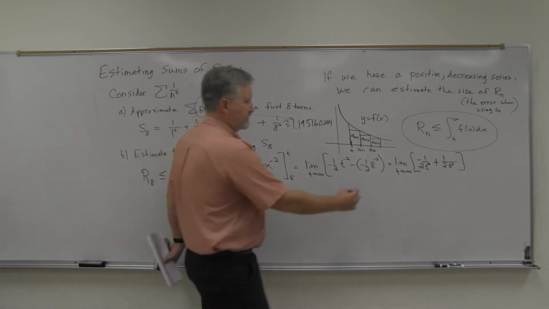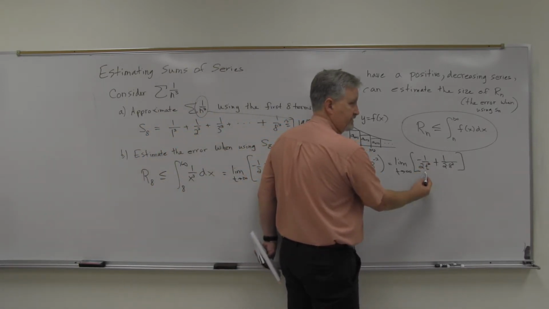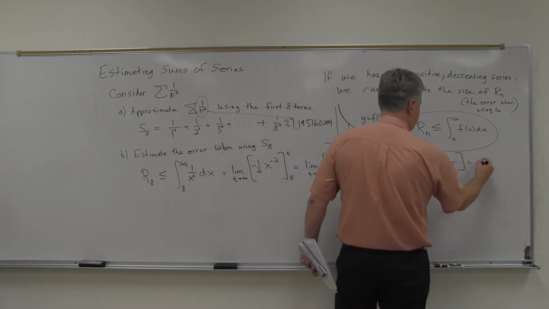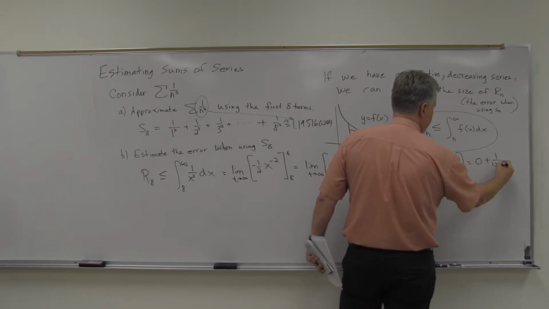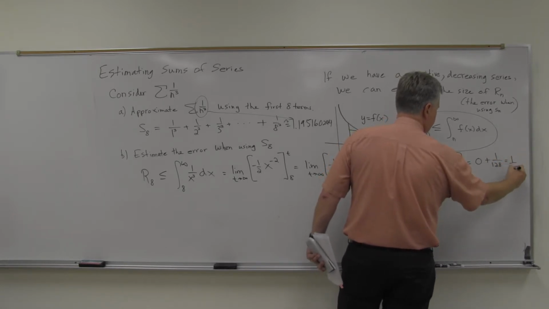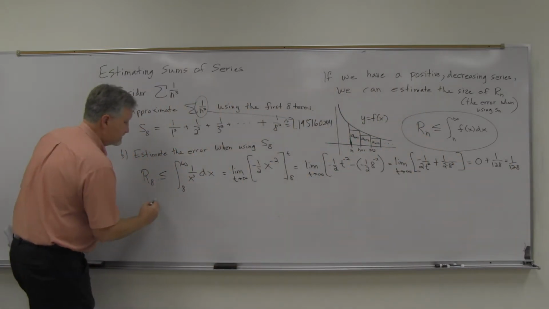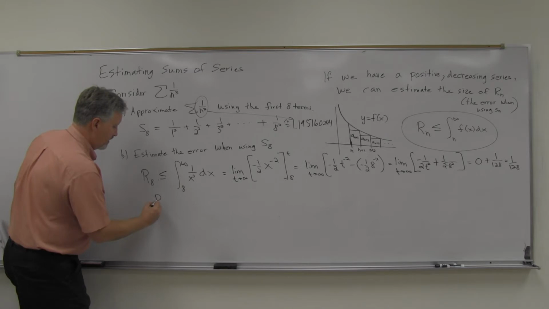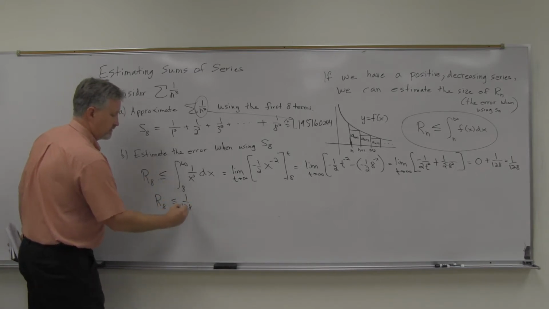So that limit as t goes to infinity, well, t is going to infinity, so I've got 1 over infinity squared. That's 0, there it is. Plus 1 over 2 times 64. So this error, let's recap here. So R8, our error, is less than or equal to 1 over 128.